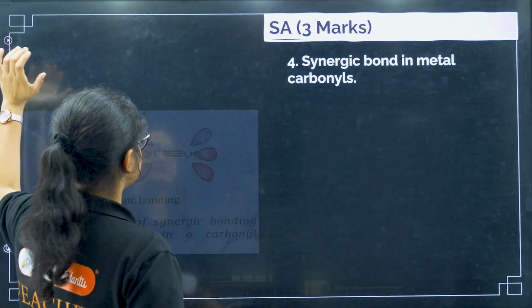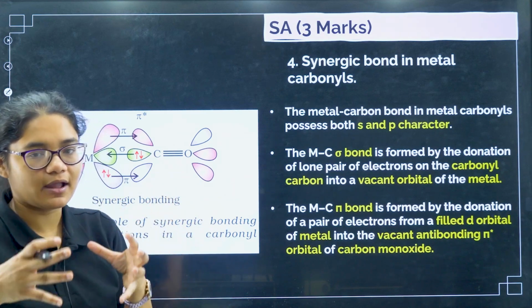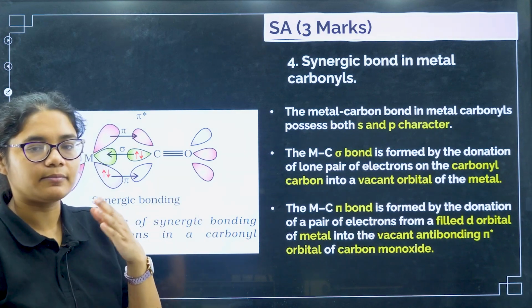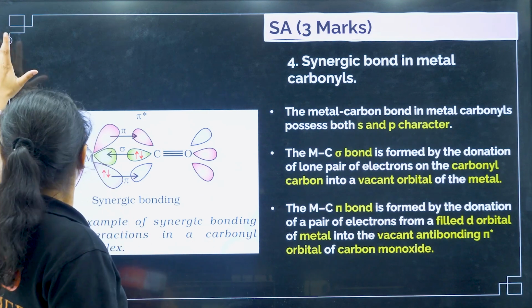Okay, next, synergic bond in metal carbonyls. So you know the M-C bond is both a sigma and a pi bond. In the sigma bond it is carbon to metal, and in the pi bond it is metal to carbon, okay.